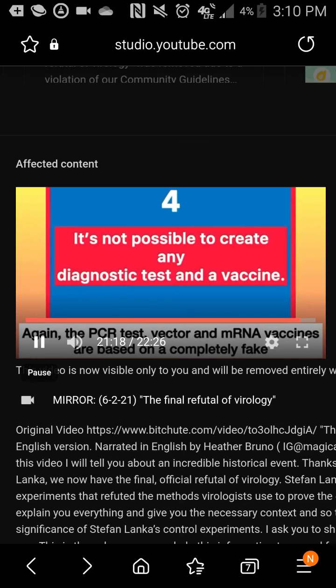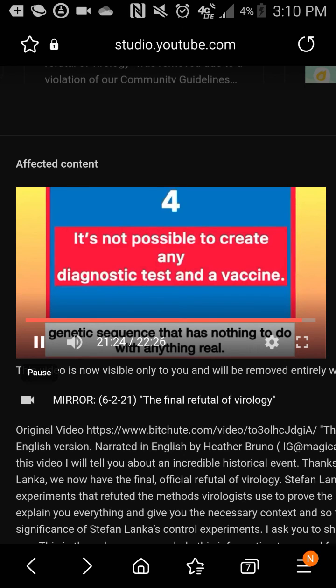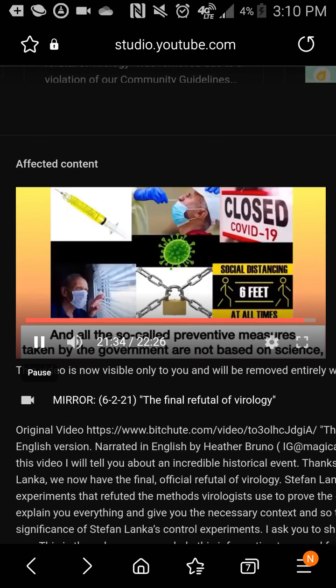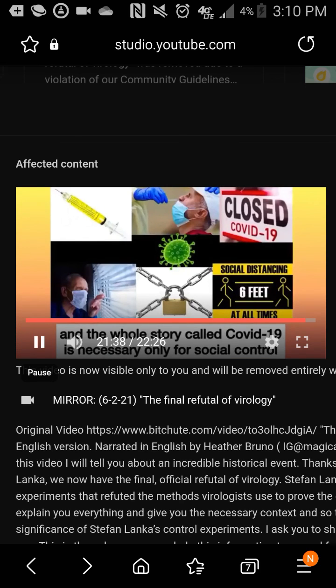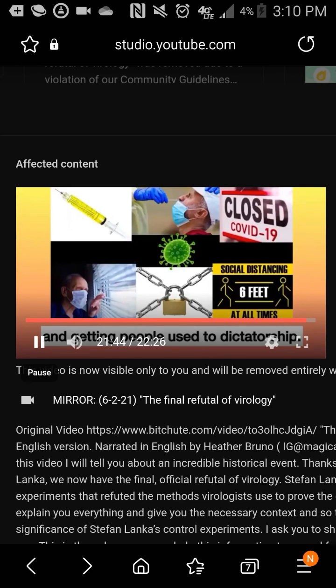Again, the PCR test, vector and mRNA vaccines are based on a completely fake genetic sequence that has nothing to do with anything real. It is impossible to prove a causal relationship between a disease and a virus that does not exist. And the so-called preventative measures taken by the government are not based on science. And the whole story called COVID-19 is necessary only for social control and getting people used to dictatorship.